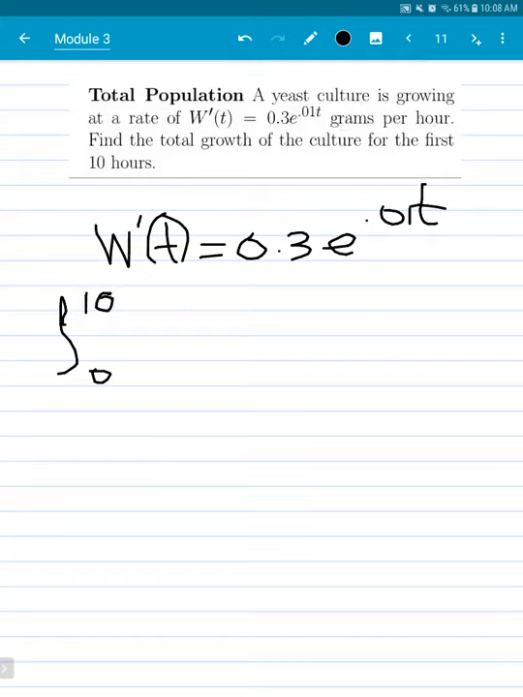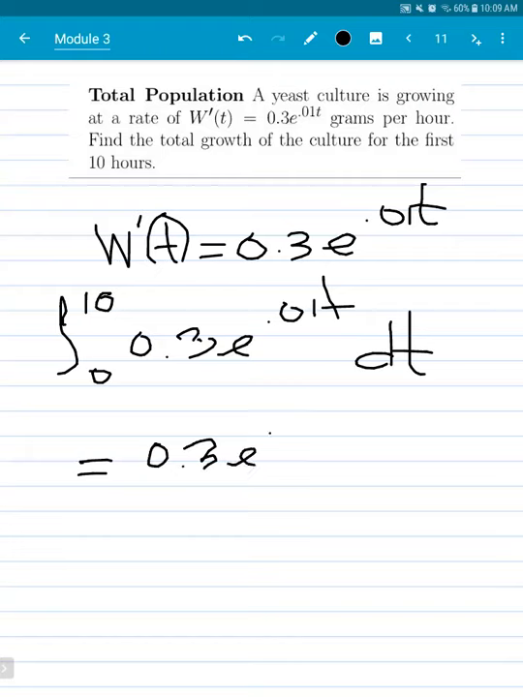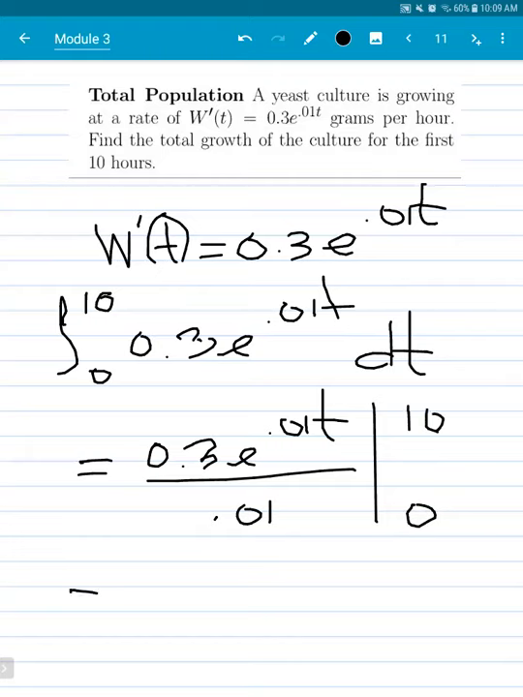So no need to change the unit, or to convert it to another unit. Okay, it's already in grams per hour. So 0 to 10, 0.3 e to the 0.01 t, and that's it. In other words, if you know the rate of change of a quantity, you can calculate the quantity itself by doing anti-differentiation or integration. So integrating this one, you will get 0.3 e to the 0.01 t over 0.01 from 0 to 10, and check, this is about 3.16 grams.